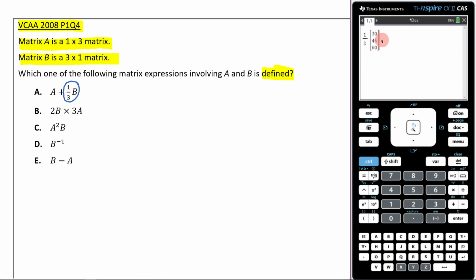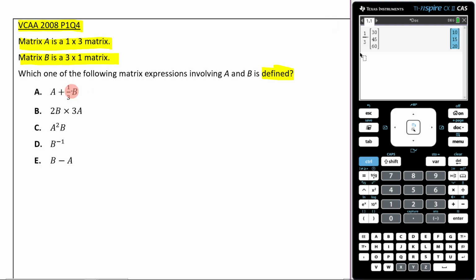So as you can see, I've just given an example of what 1/3 B could look like. I've got my B matrix here. It is a 3 by 1 matrix, 3 rows, 1 column, and I'm just multiplying the entire thing by 1/3. When I hit enter, you see that I've simply multiplied each of my elements by 1/3. So 30 times 1/3 is 10, 45 times 1/3 is 15, and 60 times 1/3 is 20. But do you see how the order remains unchanged? It is still a 3 by 1 matrix, and that's the important part that I want to stress here.